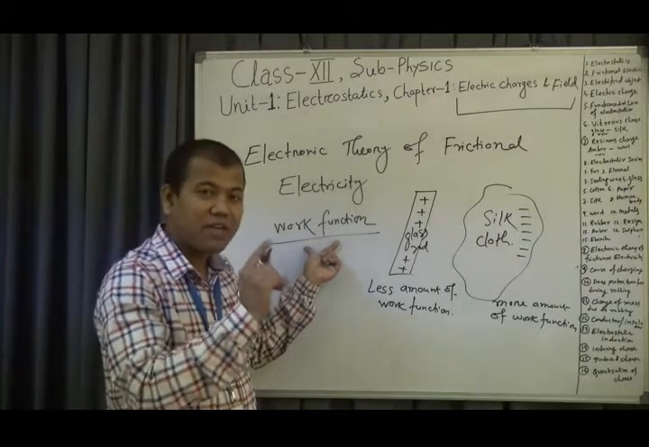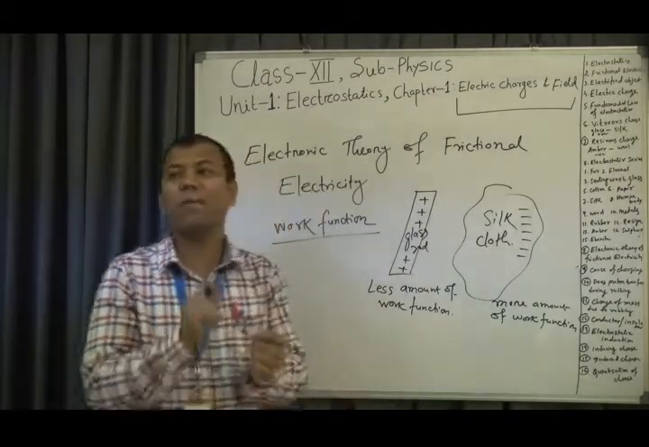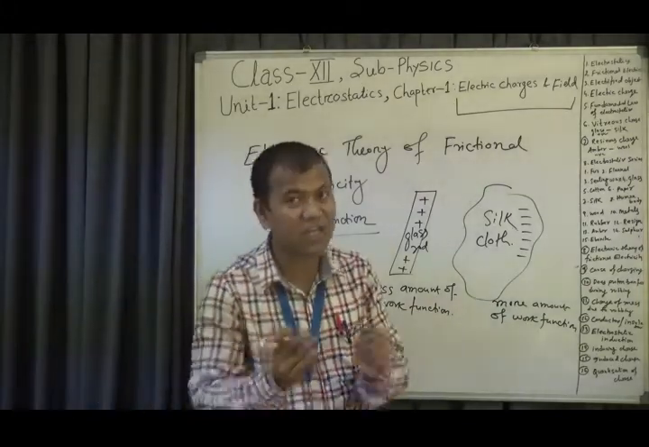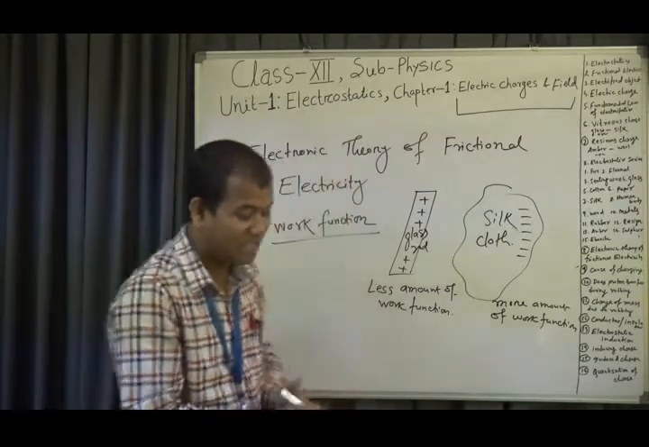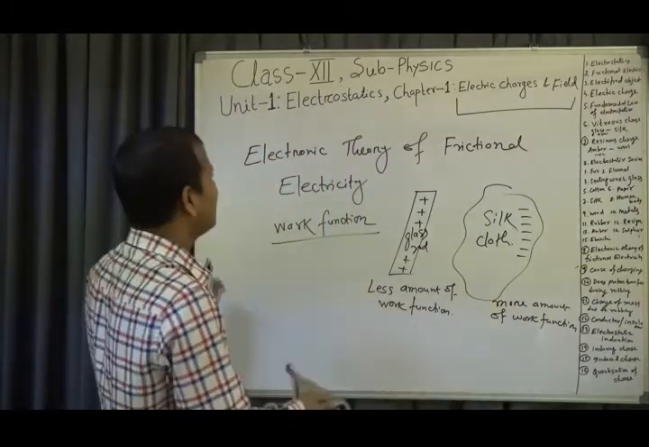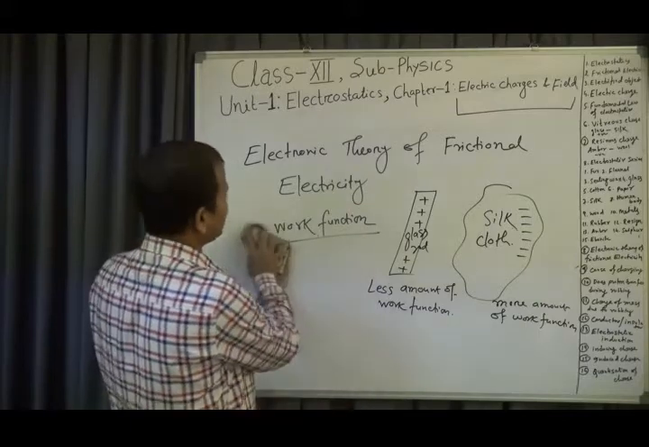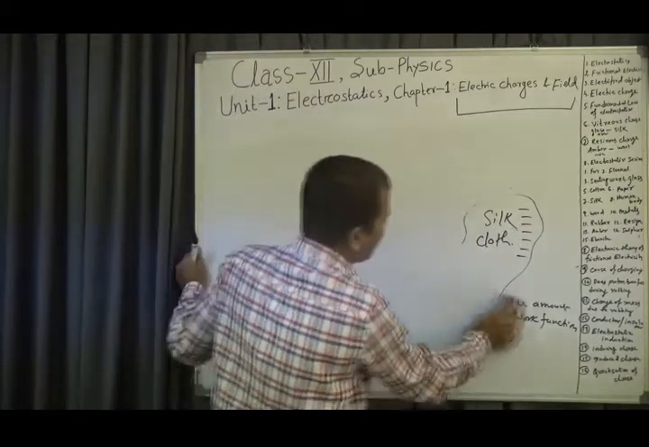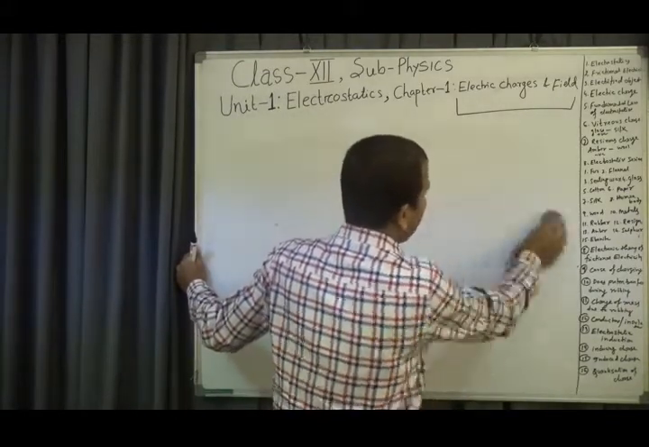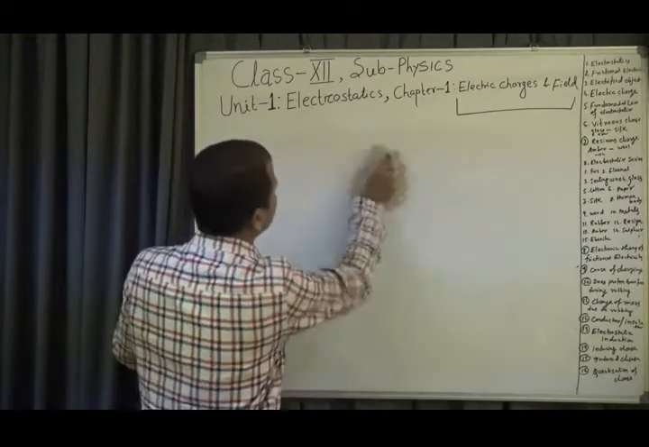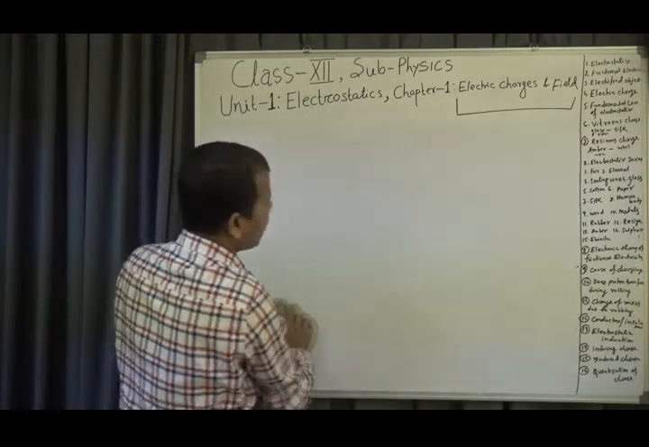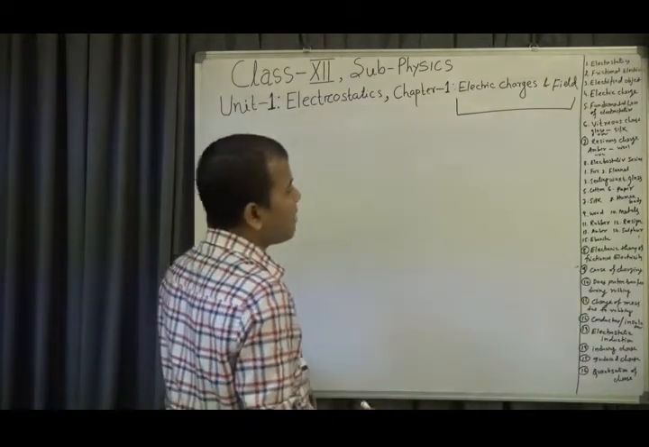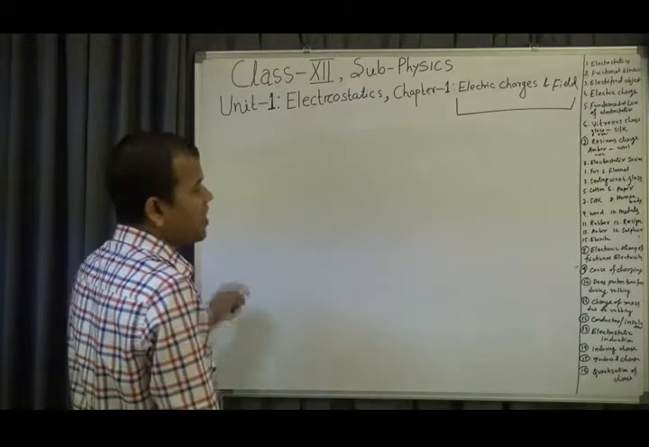If a body has less work function, obviously it will lose electrons, and the body which has more work function will gain electrons. That is the basic concept of the electronic theory of frictional electricity. So keep the work function in your mind: it is the amount of energy required to liberate an electron or to transfer an electron from an object. So that was the electronic theory of frictional electricity.